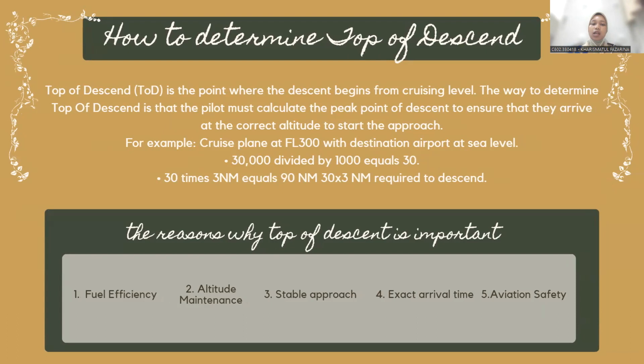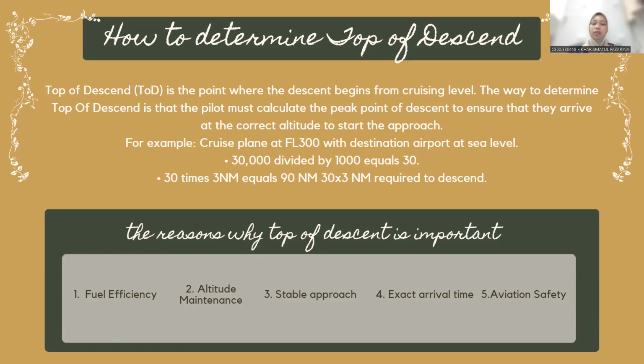For example, a plane cruises at flight level 300 with the destination airport at sea level. 30,000 divided by 1,000 equals 30. 30 times 3 nautical miles equals 90 nautical miles required to descend.